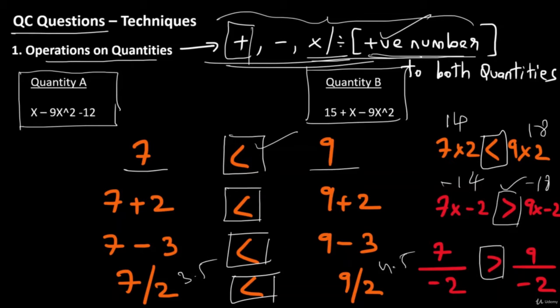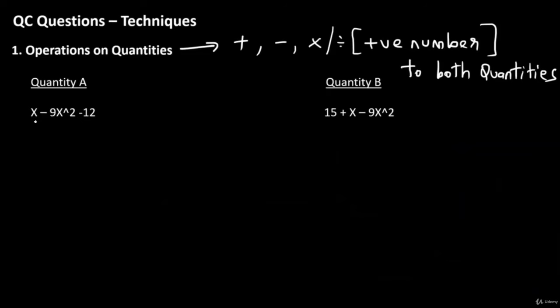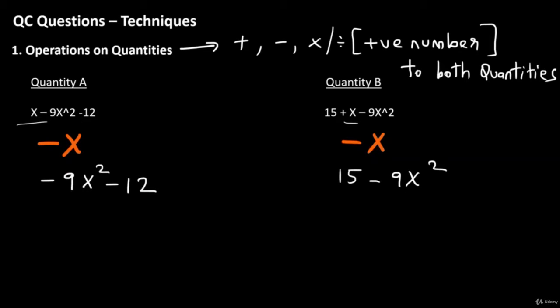Now let's try to apply it to this question over here. Quantity A is x minus 9x square minus 12 and quantity B is 15 plus x minus 9x square. You can see that over here you have an x and over here you have an x, right? So let's subtract x from quantity A and quantity B. Alright, so what is left in quantity A? That would be minus 9x square minus 12 and in quantity B you have 15 minus 9x square, right? Because this x and this x has been removed.